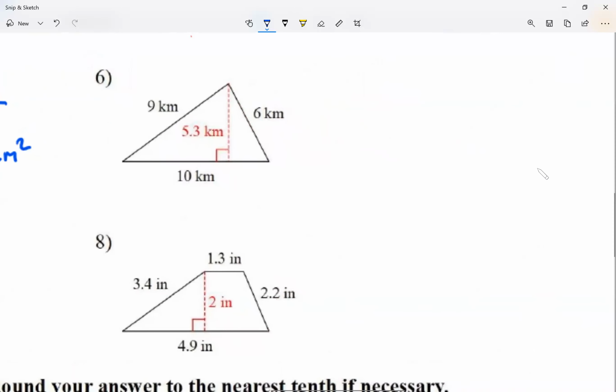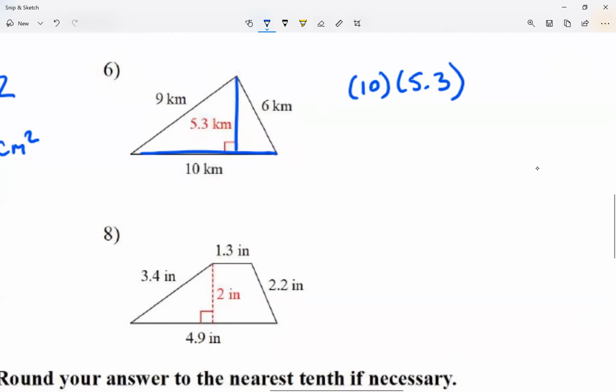Take a look at question number 6. The 90-degree corner is made by the numbers 10 and 5.3. So I'm going to multiply 10 times 5.3. I know if I multiply 10 times 5.3, I get 53, but just multiplying these two numbers gives me a rectangle. So let me divide by 2 because a triangle is half of a rectangle. 53 divided by 2 is 26.5. So my area of this triangle is 26.5.